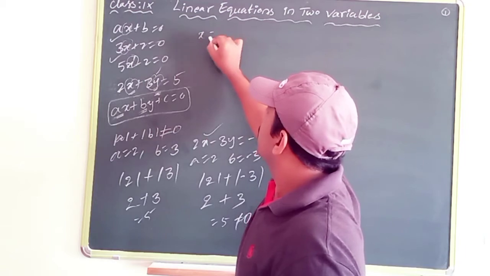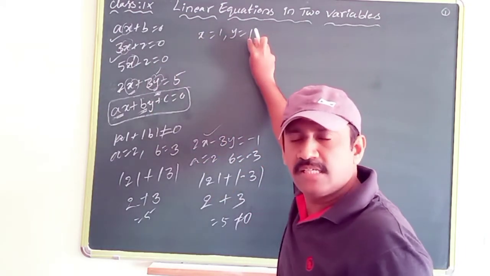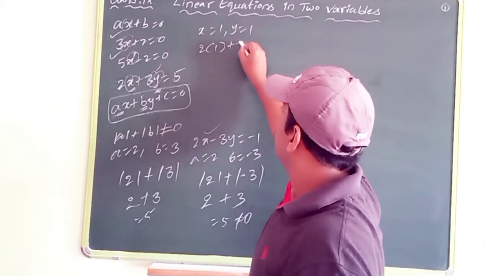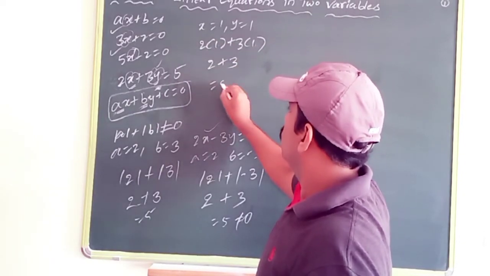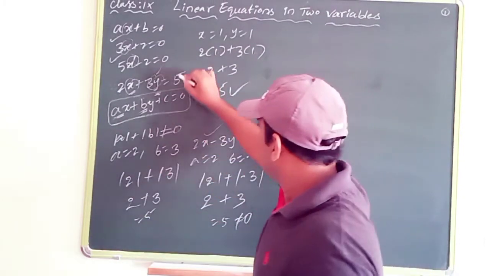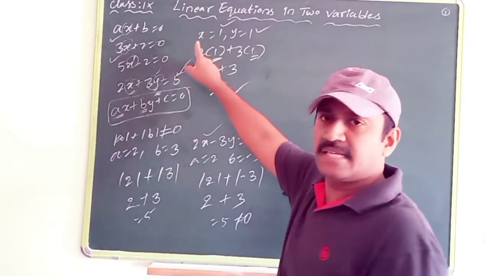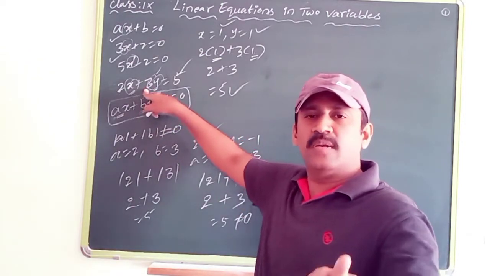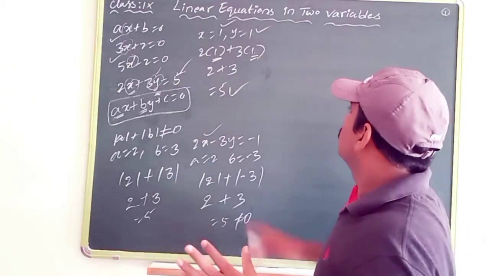I am going to take x is equal to 1 and y is equal to 1. These two I am going to substitute in this, then I will get 2 into 1 plus 3 into 1. 2 ones are 2 plus 3 ones are 3, that is equal to 5. Got this answer? Then you can say this one is the solution. x is equal to 1, y is equal to 1 is the solution of 2x plus 3y is equal to 5. Got it? So this is the concept.